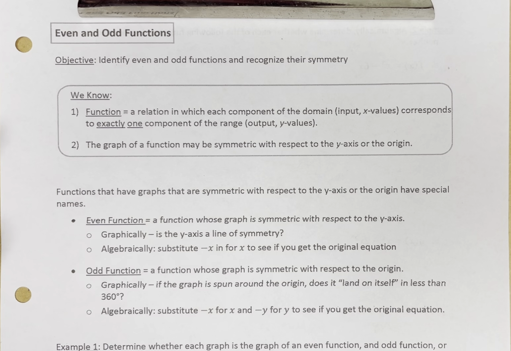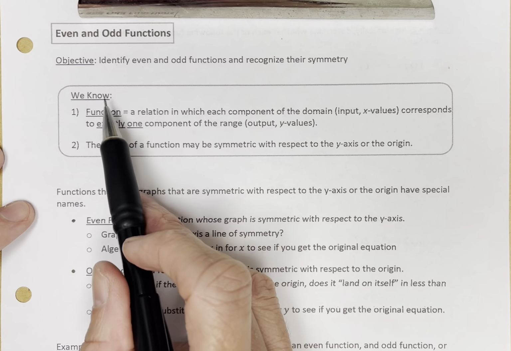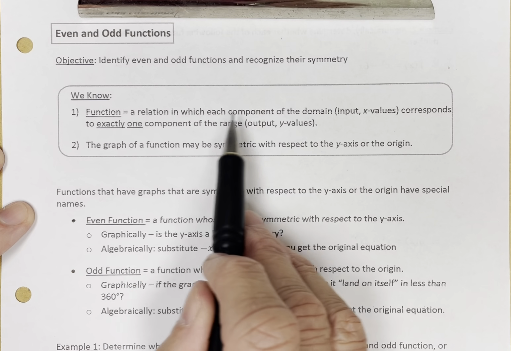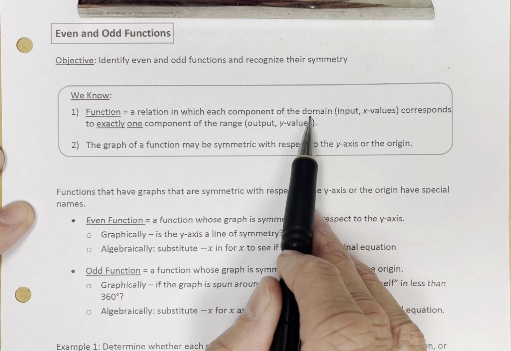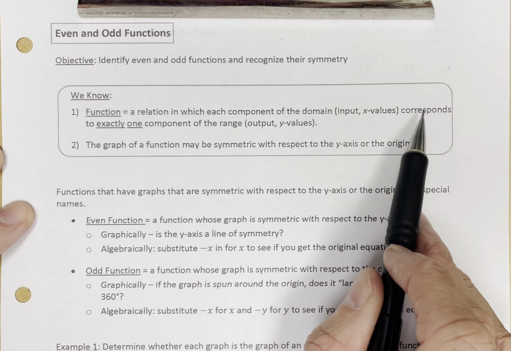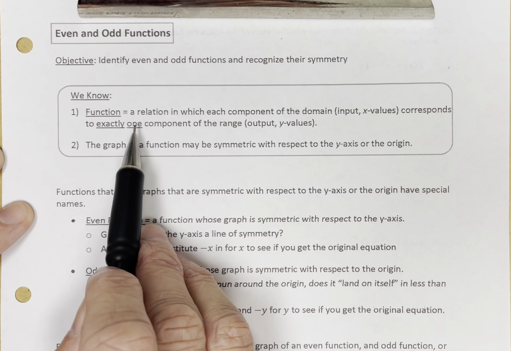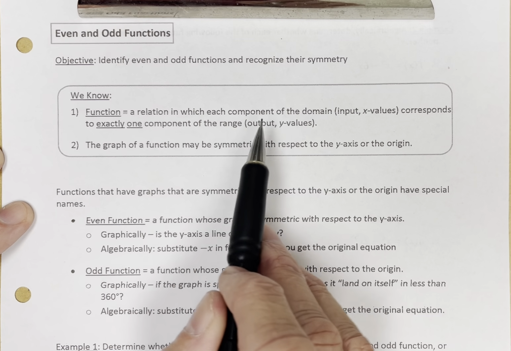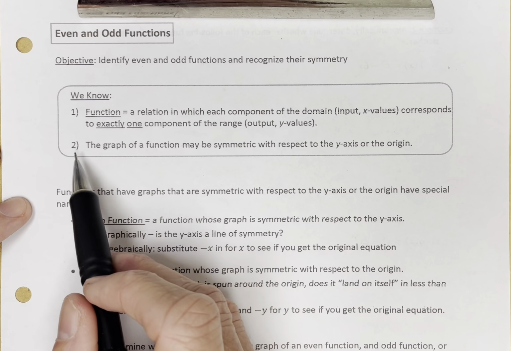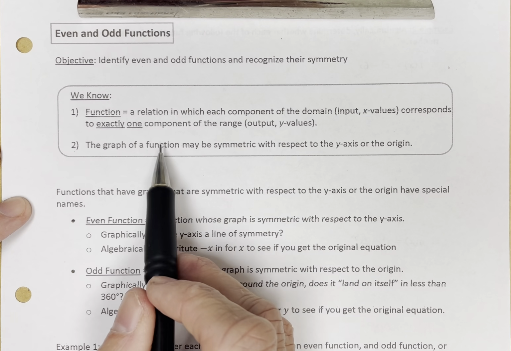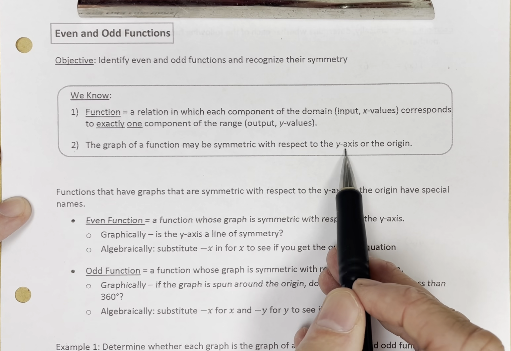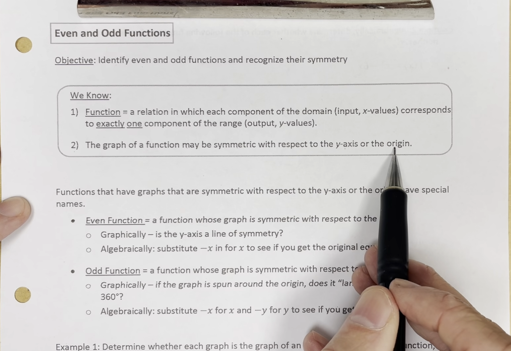Okay, well, we know two things. We know what a function is. It's a relation in which each component of the domain, each input value, each x value, corresponds to exactly one component of the range, output value, or y value. And number two, the graph of a function may be symmetric with respect to the y-axis or the origin.